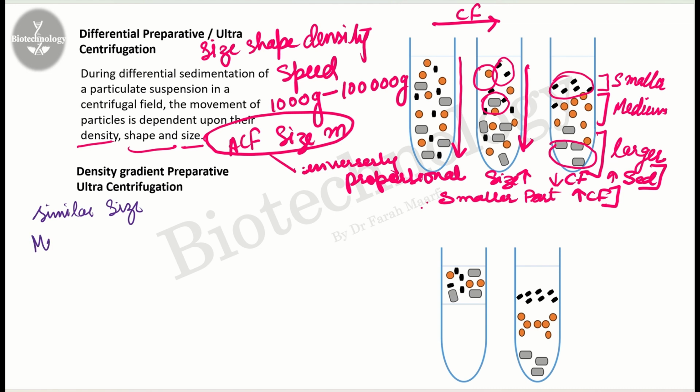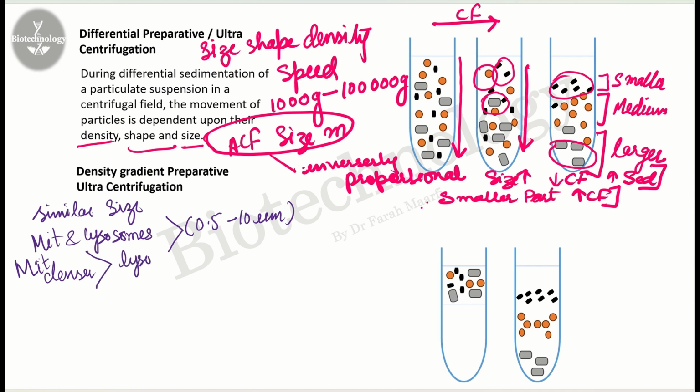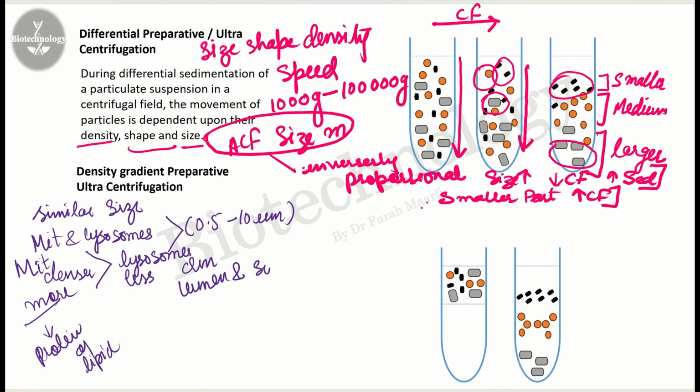For example, the mitochondria and lysosomes both are of almost the same size, around 0.5 to 10 micrometer, right? But they differ in their density. Mitochondria is denser than lysosomes, so the density of the mitochondria is more in comparison to the lysosomes. Lysosomes are less dense, due to the presence of proteins or lipid molecules, and here mostly lumen and some digestive enzymes are present.